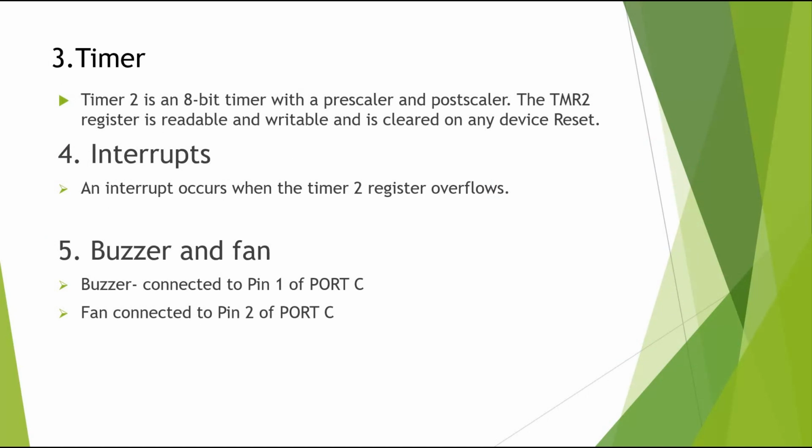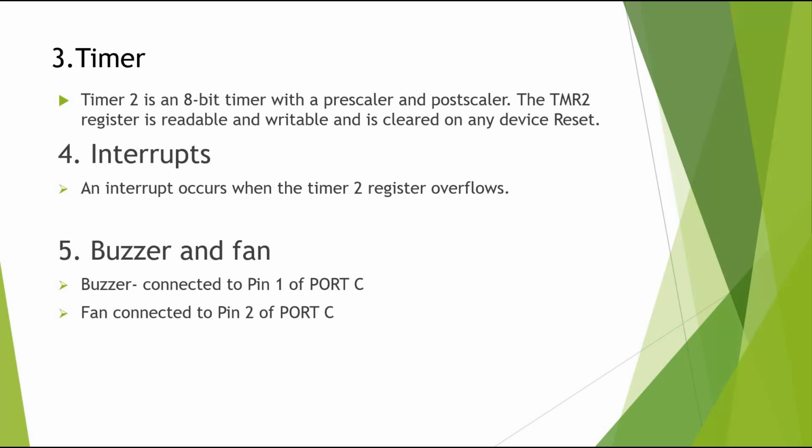Timer 2 is an 8-bit timer with a prescaler and postscaler. The timer 2 register is readable and writable and is cleared on any device reset. Interrupts. Interrupts are used when the microcontroller needs an interrupt. An interrupt occurs when the timer 2 register overflows.